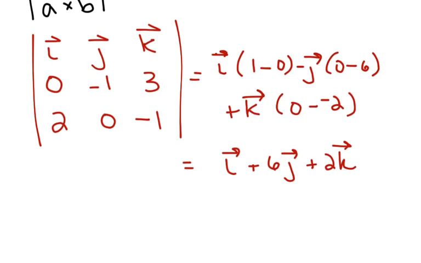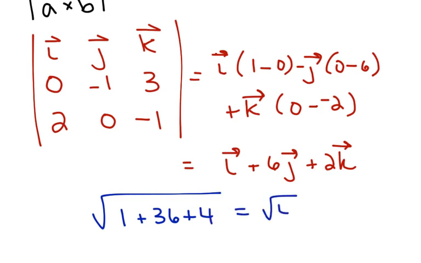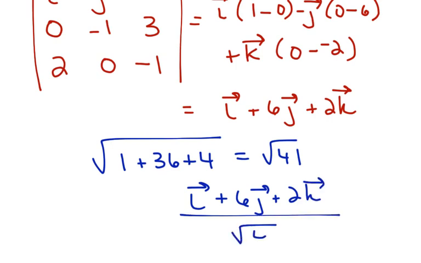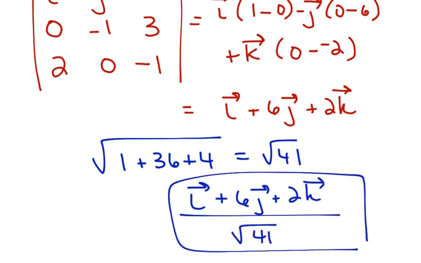Then I'm going to find the magnitude of that. The magnitude of that vector is going to be the square root of 1 squared plus 6 squared plus 2 squared. That's going to be the square root of 41. So the unit vector perpendicular to the plane containing these two vectors is just going to be i plus 6j plus 2k divided by the square root of 41. And there's really not a lot you can do with that to simplify it. You can put the square root of 41 under each term if that makes you happy, but that's about all you can do with it.